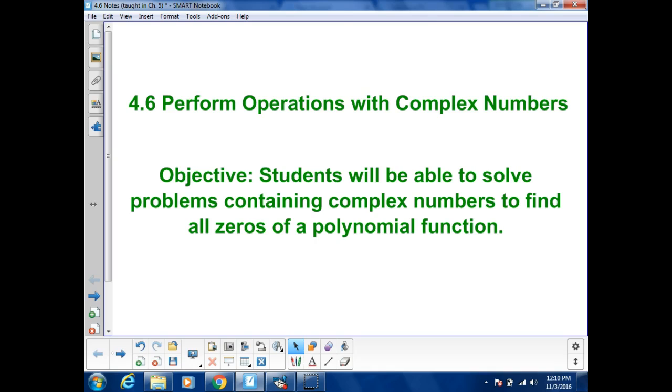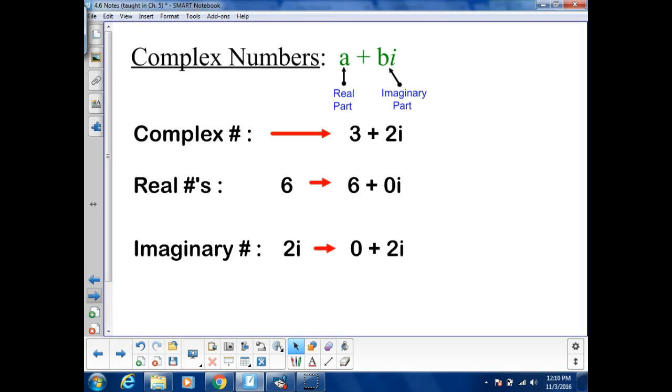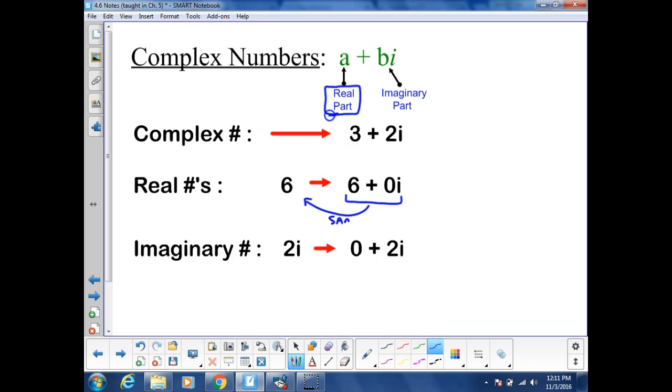Complex numbers are of the form a plus bi, where a here is the real part and bi is the imaginary part. So a complex number looks like 3 plus 2i. I can write a real number like 6 in complex form by going 6 plus 0i. These two right here are the same. One's just written in its normal form, the other one's written as a complex number. It doesn't have an imaginary part, it's real.